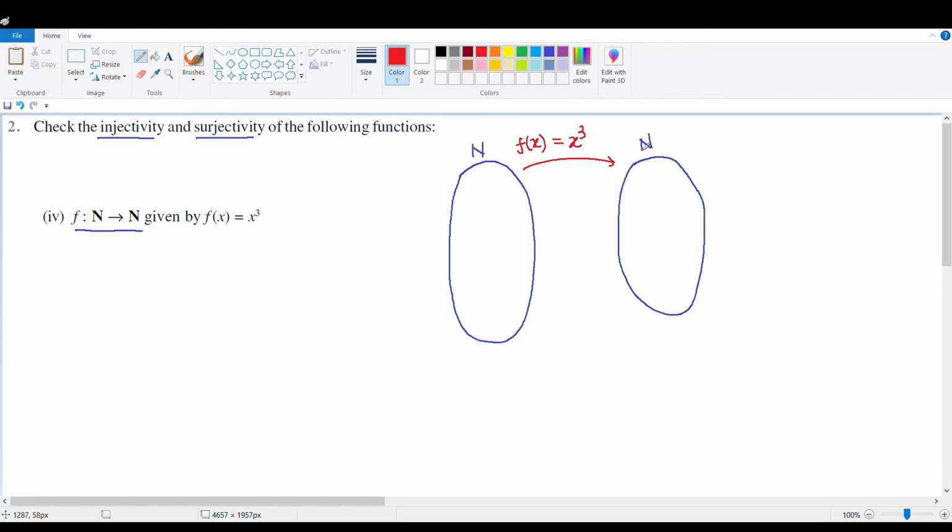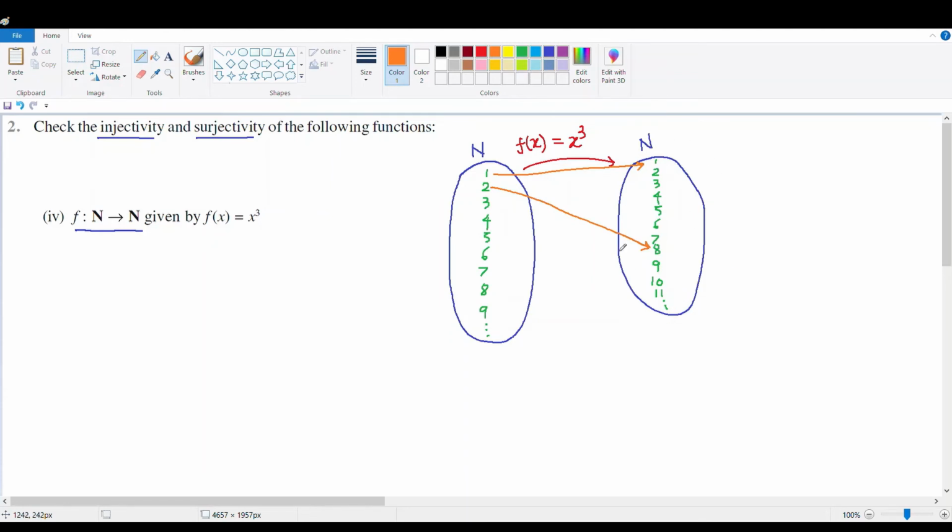Now, since these are natural numbers, let's list a few of them. It's going to start at 1, 2, 3, 4, 5, 6, 7, 8, 9, and keep on going. Again, same here, 1, 2, 3, 4, 5, 6, 7, 8, 9, 10, 11, it will keep on going. From this function definition, f of x equals x cube, 1 is connected to 1 cube, which is 1. 2 cube is 8, so 2 is connected to 8. Now 3 cube is 27, so 3 gets connected to 27.